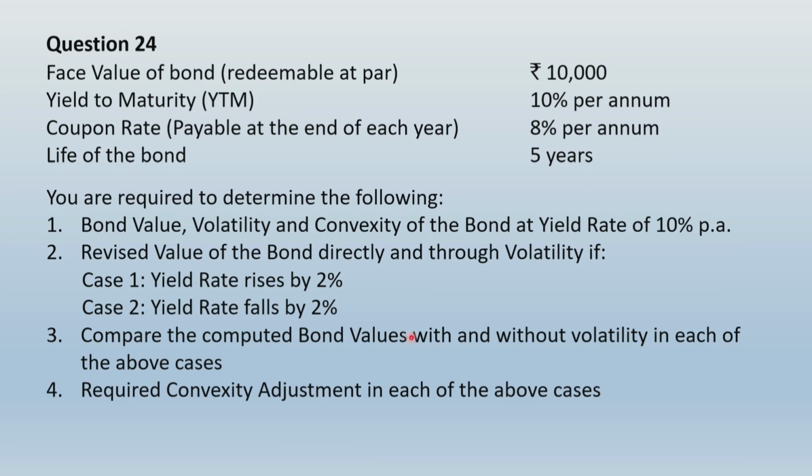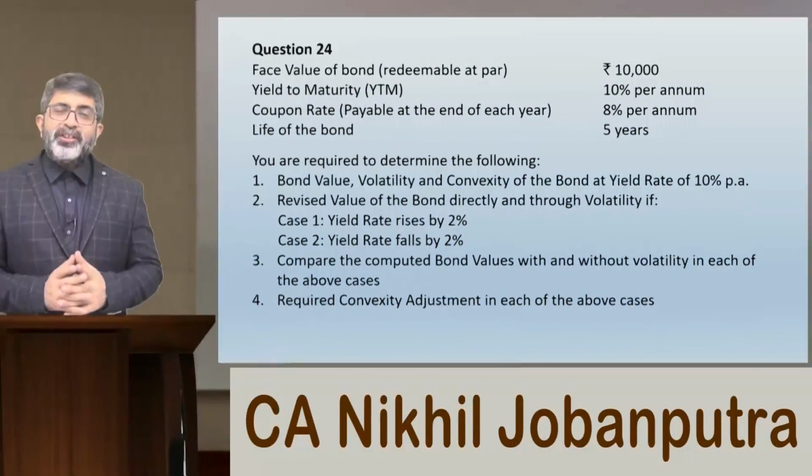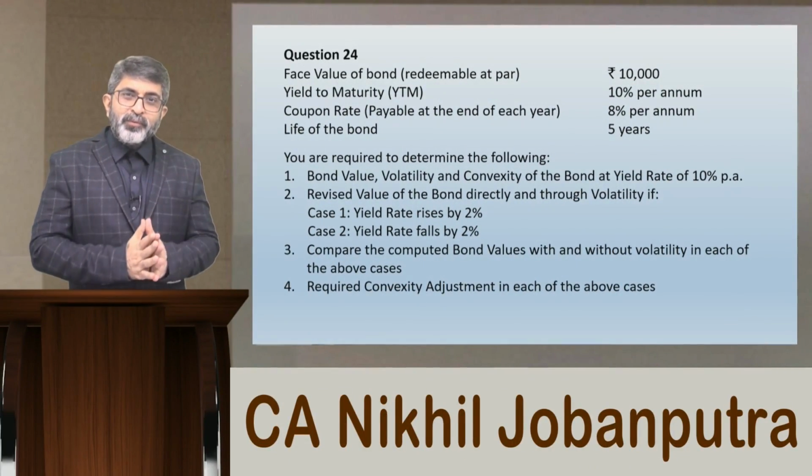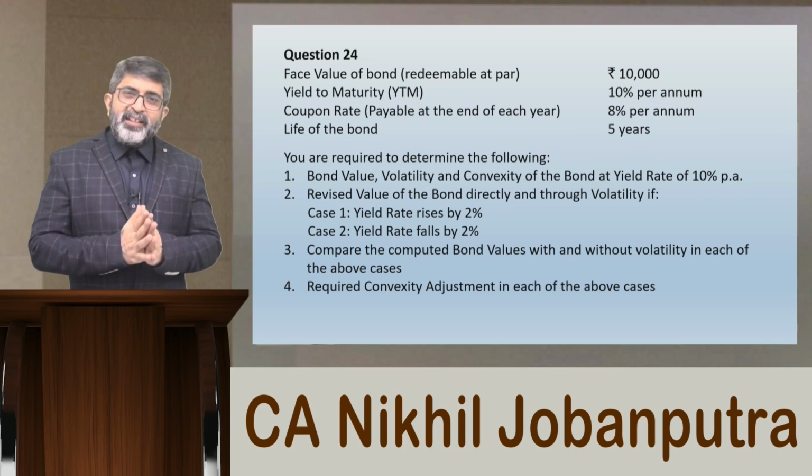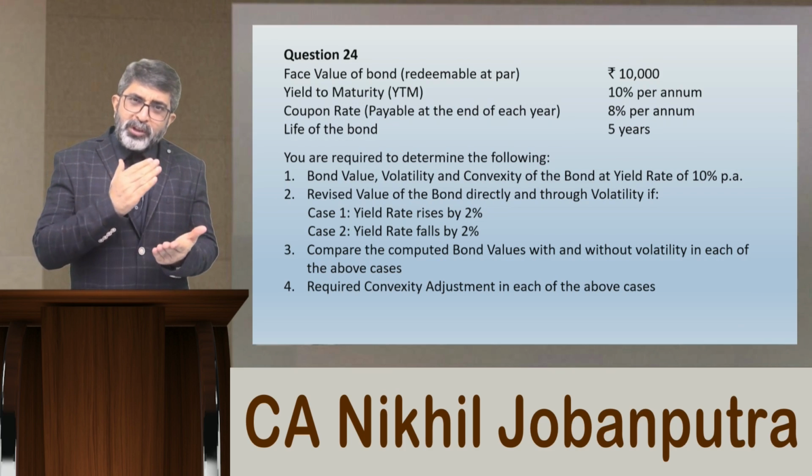Compare the computed bond values with and without volatility in each of the above cases. And the last requirement is the required convexity adjustment in each of the above cases. Now the question arises, how are we going to approach this entire question? The first requirement in the question is asking you to compute the bond value.